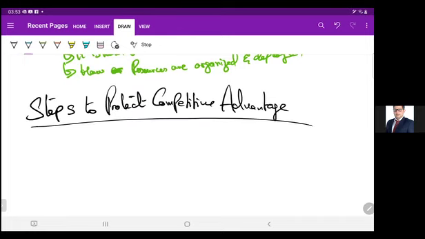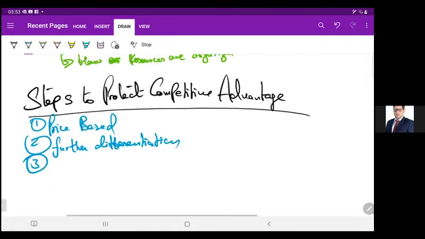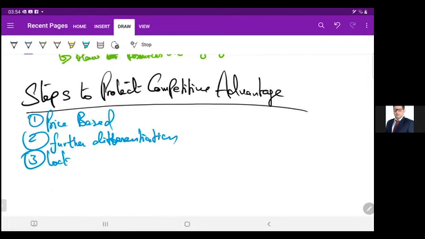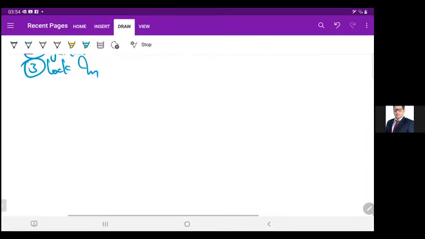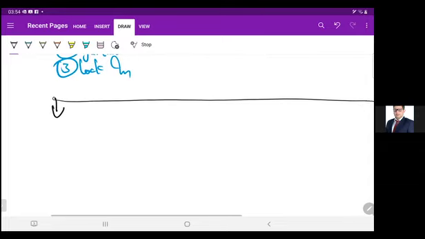Now, what can those be? Number one, price-based strategies. Number two, further differentiation. Number three, lock-in, right? Now, let us discuss all of them in little detail. Firstly, what we will have, price-based strategies.